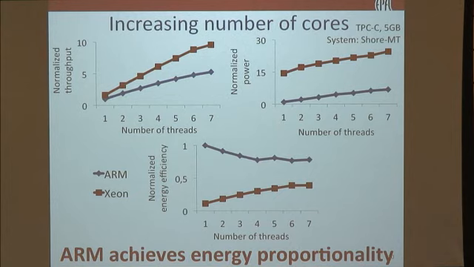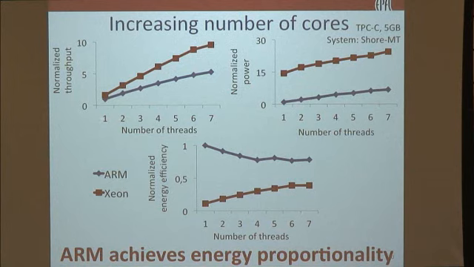For ARM, the performance and power curves go hand in hand. For example, if you're running one thread and delivering X amount of throughput, you consume X amount of power. Then for 4 threads, you deliver 4X throughput and consume 4X power. So more or less, the energy efficiency is constant when you divide throughput by power. This is called energy proportionality: when you turn on more cores, you proportionally increase your power consumption.